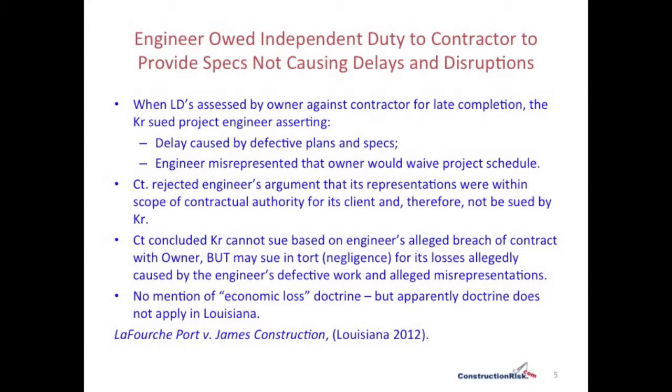The next case deals with an engineer that was found to owe an independent duty to a contractor to provide specifications that would not cause delays and disruptions. When liquidated damages were assessed by an owner against a contractor for late completion, the contractor sued the project engineer, asserting that the delay was caused by defective plans and specifications, and the engineer misrepresented that the owner would waive the project schedule. The court rejected the engineer's argument that its representations were within the scope of contractual authority for its client, and therefore not able to be sued by a contractor.